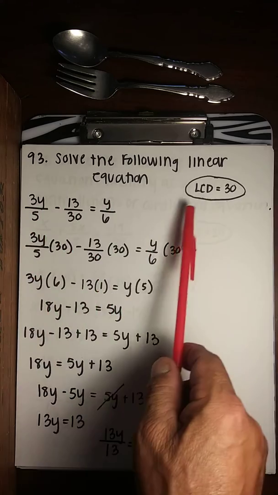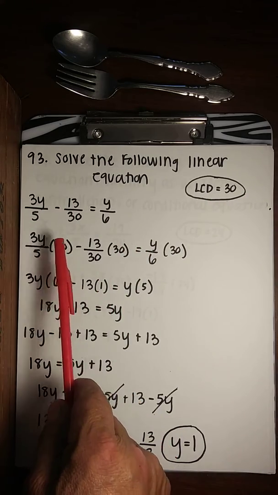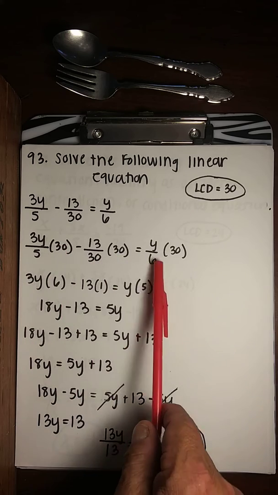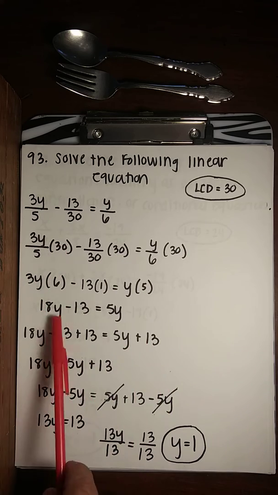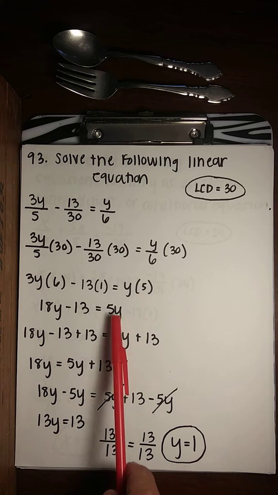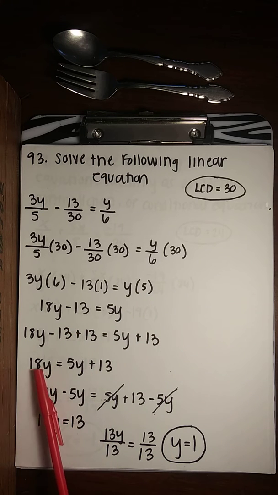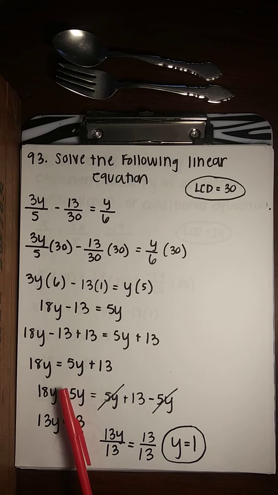This one here, the LCD is 30, that divides all of them. Multiply by 30, 30, 30 all the way across. So 5 divides 30, 3 divides 30, 6 divides 30. So now we have, that times is 18, that times is 13, that times is 5. So now add 13 to both sides. This is gone. 18y equals 5y plus 13, minus 5y, minus 5y, these are gone. So 13y is 13, divided by 13, divided by 13, so y must be 1.